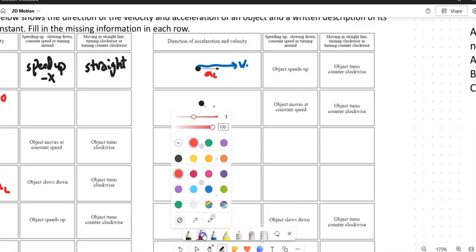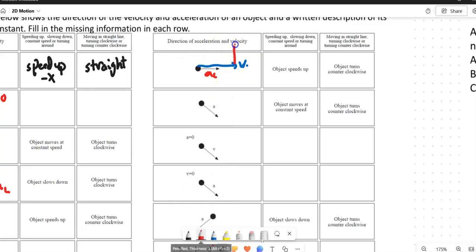But there's an additional acceleration vector because it says it's got to turn counterclockwise. So clockwise, if you're moving to the right and somebody began pushing you down, you would start turning clockwise. But if you're moving to the right and somebody began pushing you up, you would start turning counterclockwise. So the centripetal acceleration vector is going to be pointing up. Okay.